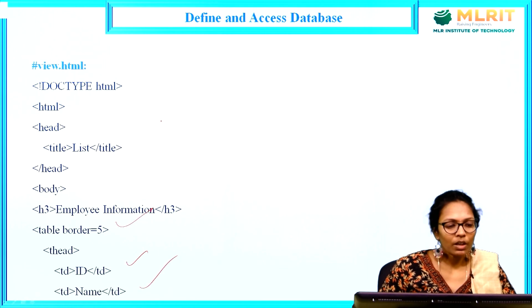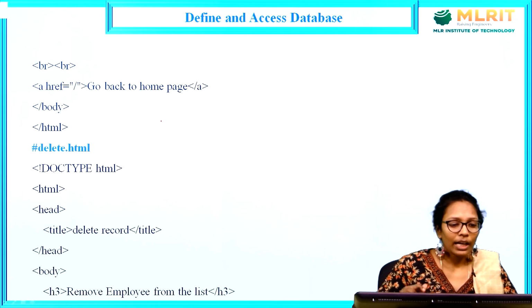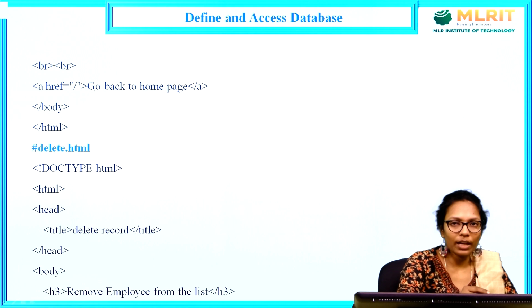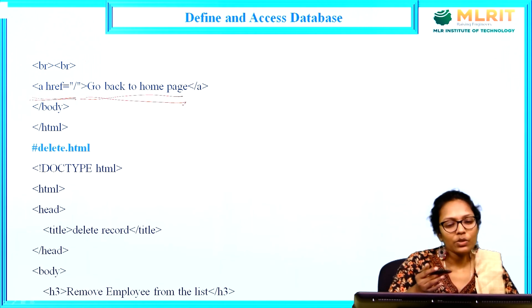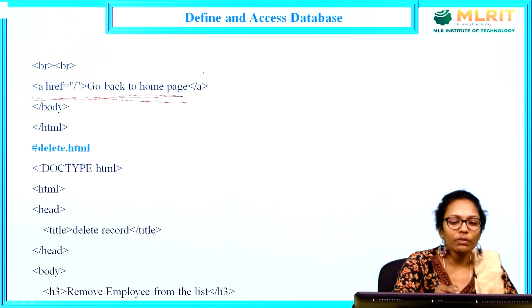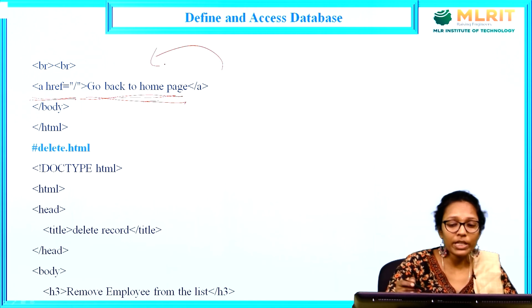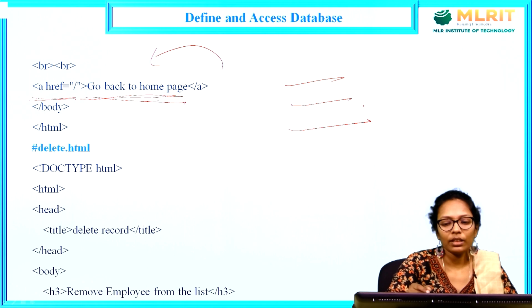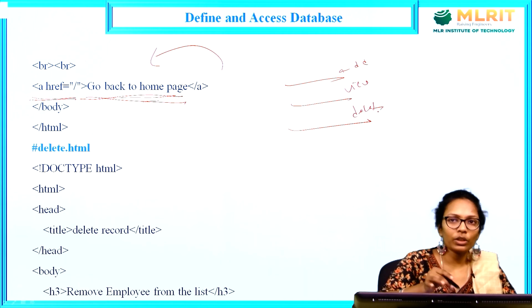So this is for view.html. And after viewing that, it will also give one hyperlink, go back to home page. If you click on this hyperlink, it will go back to the home page. What is that home page? We have 3 hyperlinks, like adding, viewing, deleting. Again, it goes back to the home page.